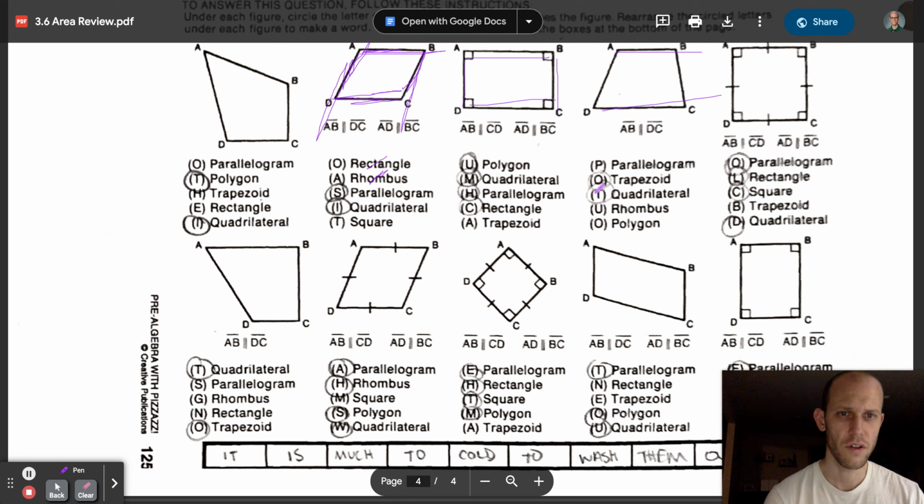Here, this looks like a trapezoid again, AB parallel to DC, so circle that. It's a quadrilateral, and it is a polygon. So I don't know why that one wasn't circled, but it is also a polygon.